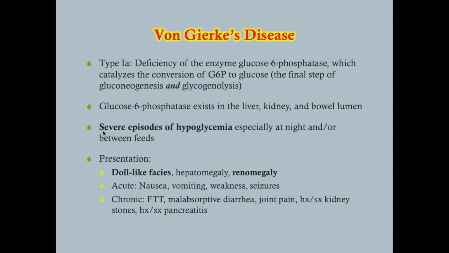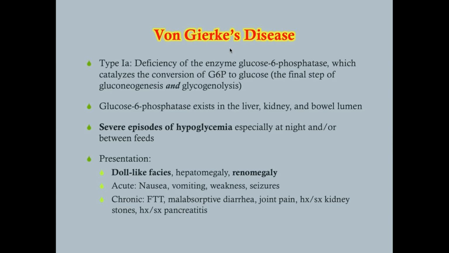Okay, so von Gierke's is characterized by severe episodes of hypoglycemia because they can't do gluconeogenesis, and that's going to occur when they're fasting. As long as they're eating, they're totally fine. But once they start fasting, their blood glucose level is going to just keep dropping and dropping and dropping. Regardless of the fact that they're making glucagon, they have no way of doing anything with that glucagon signal.